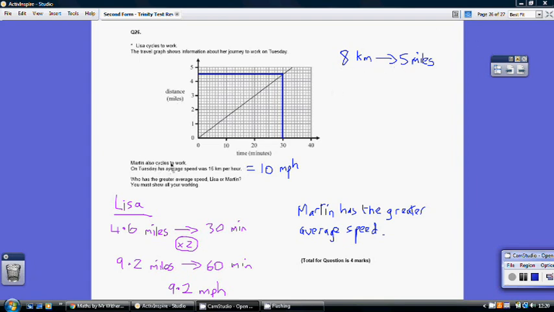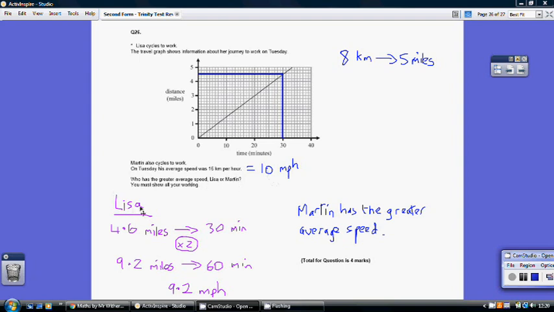Martin also cycles to work. On Tuesday, his average speed was 16 kilometres per hour. So he goes 16 kilometres every hour. Now 16 kilometres will be 10 miles, so Martin actually goes 10 miles per hour. Now, who had the greatest speed, Lisa or Martin?